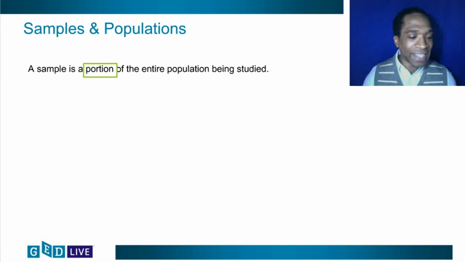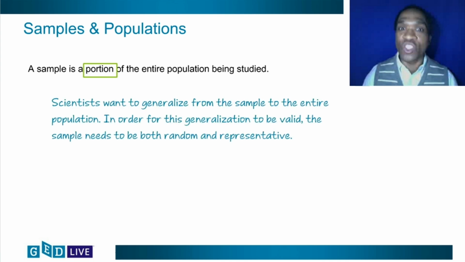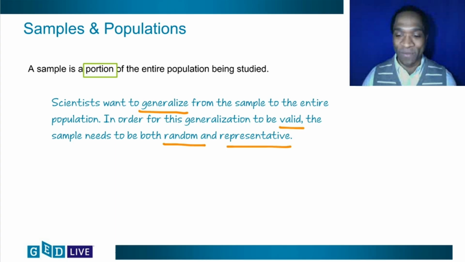And this is what scientists are looking for. They want to generalize based on this given information, and to do that, the generalization has to be valid. Again, this means that whatever they're choosing, whichever portion it is or sample, it must be both random and representative.